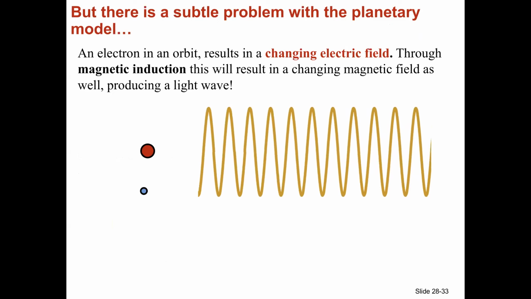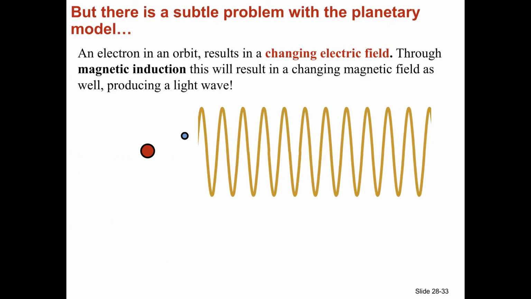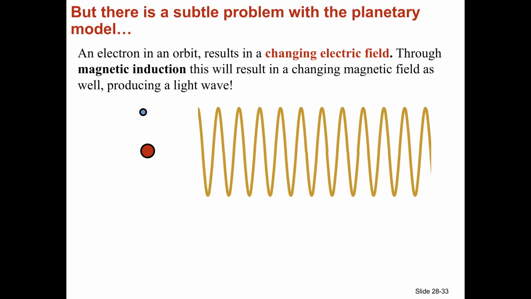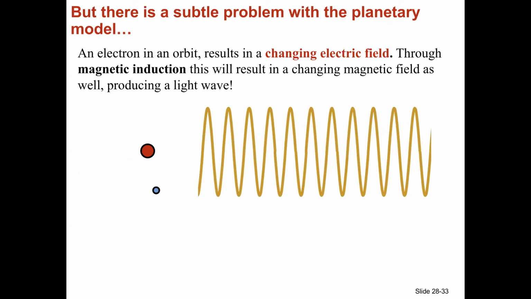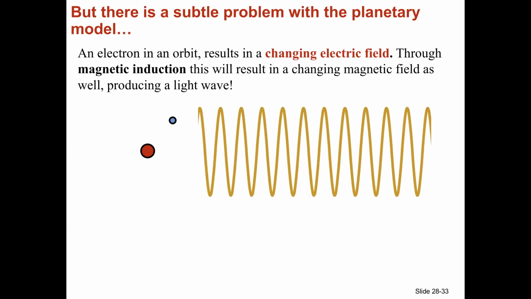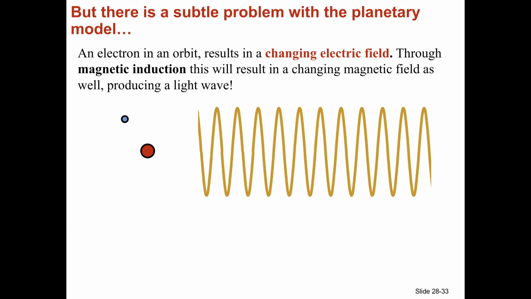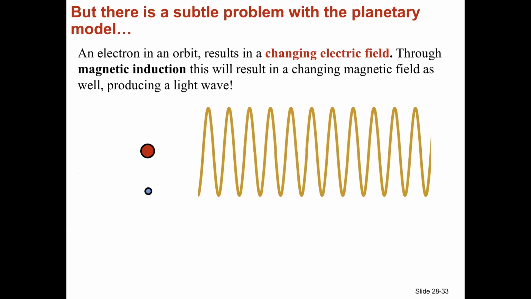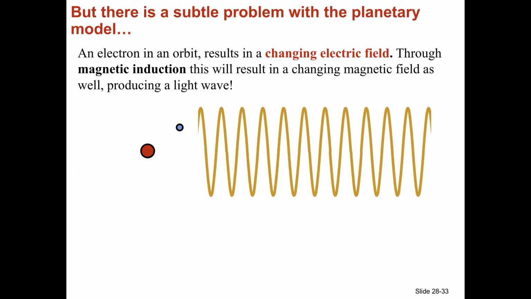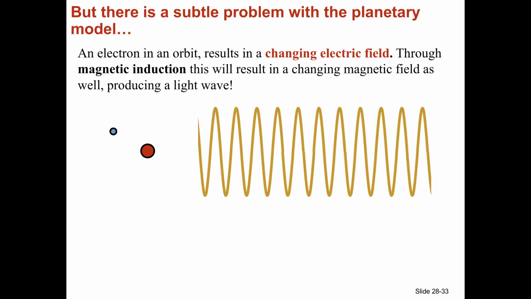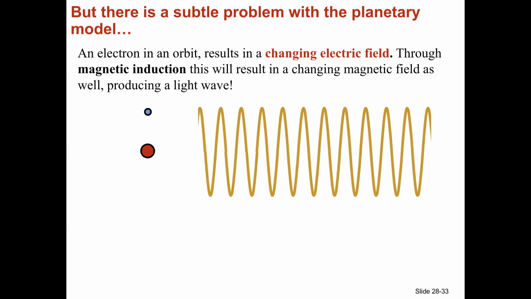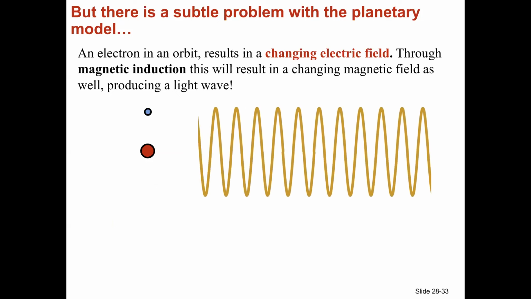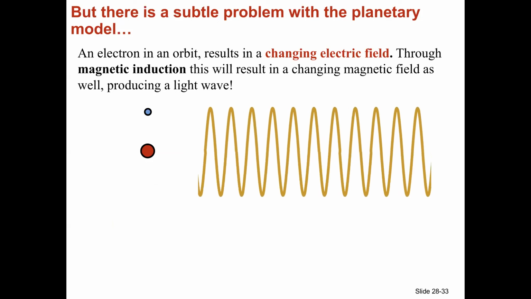But there's one subtle problem with this model, and it comes from what we learned a few weeks ago. If an electron is orbiting around the nucleus, like shown in our little cartoon, it's accelerating and it has an electric field that moves along with it. That results in a changing electric field in space. Through Faraday's law and Maxwell's law, this moving electron will create a changing electric field, which will create a changing magnetic field, and so on, and it should produce a light wave.